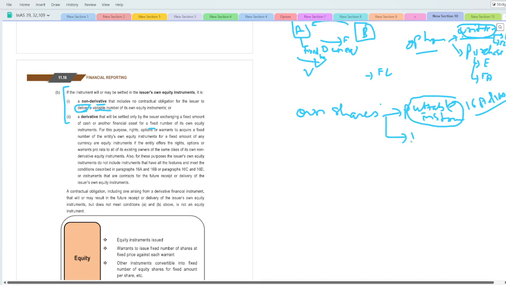Similarly, the instruments which are exercised only at the time of liquidation, and which have interest in the residual interest, only on liquidation, will be covered under 16C and 16D. There the conditions are there. Similarly, here also the conditions are there. So broadly, in the own share, these will not be coming. So in the own share, what will be coming? Simply the equity shares, the ordinary equity shares, you can say, will be coming here.